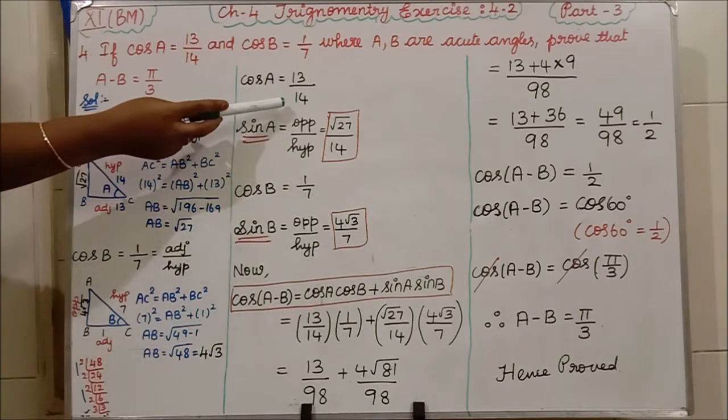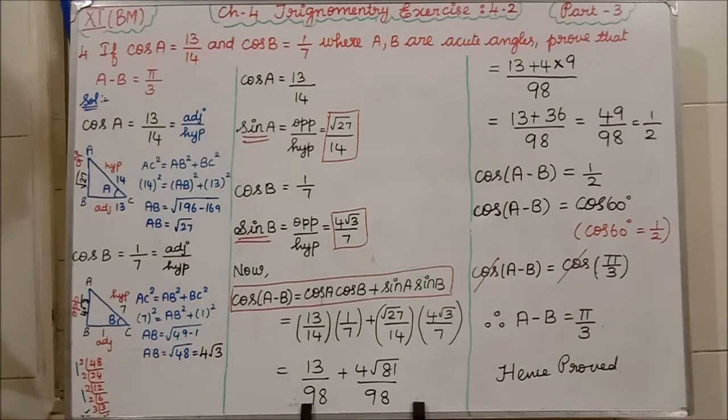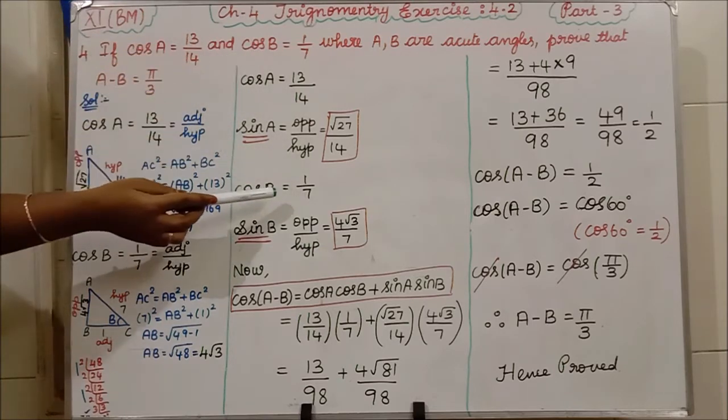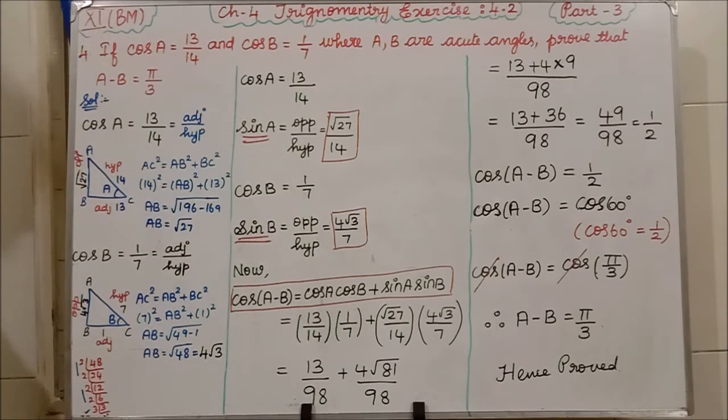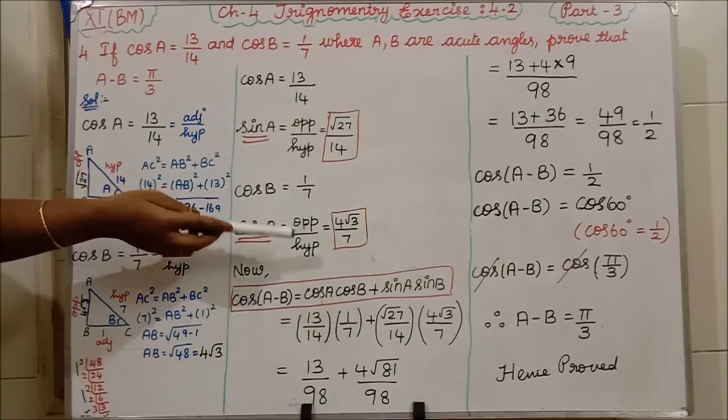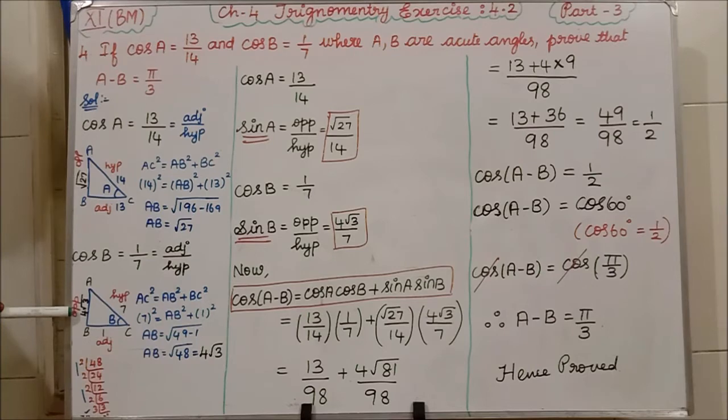What is the sin A formula? Opposite by hypotenuse. Opposite value is root 27, and hypotenuse is 14. Next, in the question they have given cos B equal to 1 by 7. Using that I am writing the sin B value. Sin B is opposite by hypotenuse. Here the opposite side is 4 root 3, and the hypotenuse is 7.